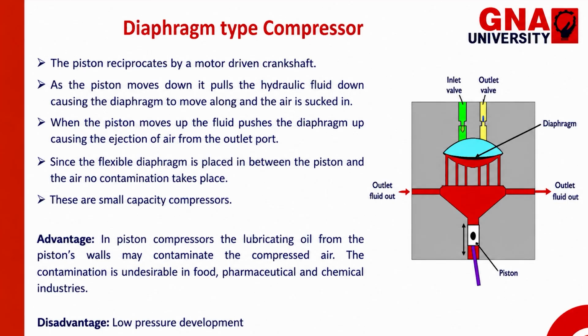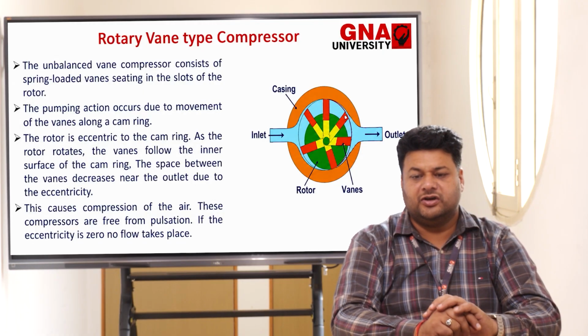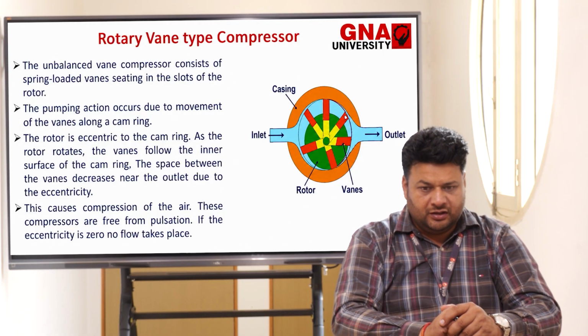So what is the advantage we have discussed earlier also. In piston compressors, the lubricating oil from the piston's valve may contaminate the compressed air. The contamination is undesirable in food, pharmaceutical, and chemical industries. So the disadvantage or the limitation of this type of compressor is the low pressure development. Okay. So next we move to the rotary vane type compressor.